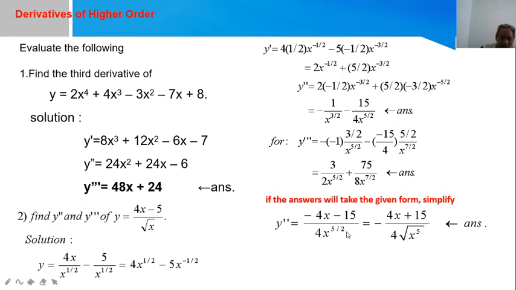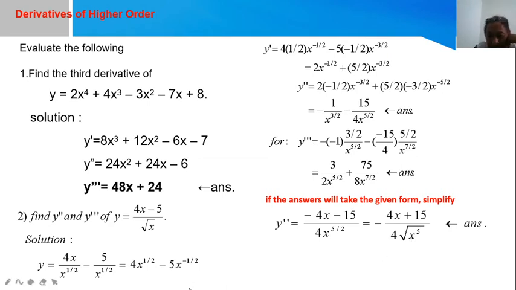So I just copy my numerator. All the terms are negative. I can factor out the negative 1 and express my fraction as negative. Okay? This becomes 4x plus 15. With my denominator, to express that in terms of radical form, my index is the denominator. So we have a square root of x to power 5. That is your second derivative.